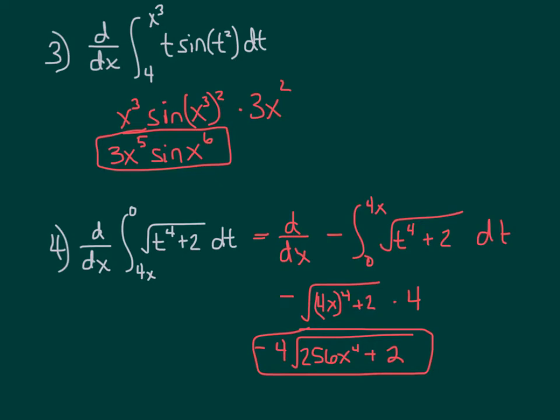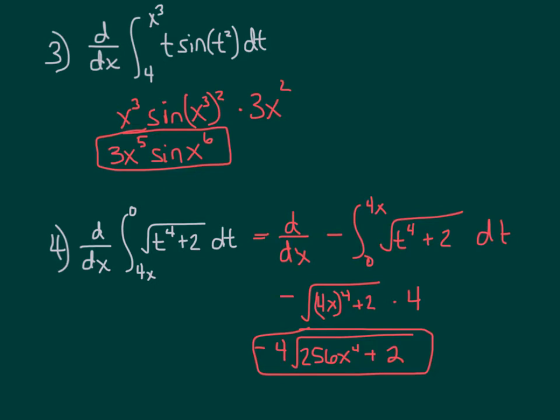So in this very first one, again, the derivative will cancel out the integral. I'm going to plug in the upper bound everywhere I see a t. So I'd have x cubed sine x cubed squared times the derivative of the upper bound, so 3x squared. Clean that up by multiplying my x cubed and my 3x squared. So I got 3x to the 5th, squared my x cubed, and got x to the 6th. All right, the next one.